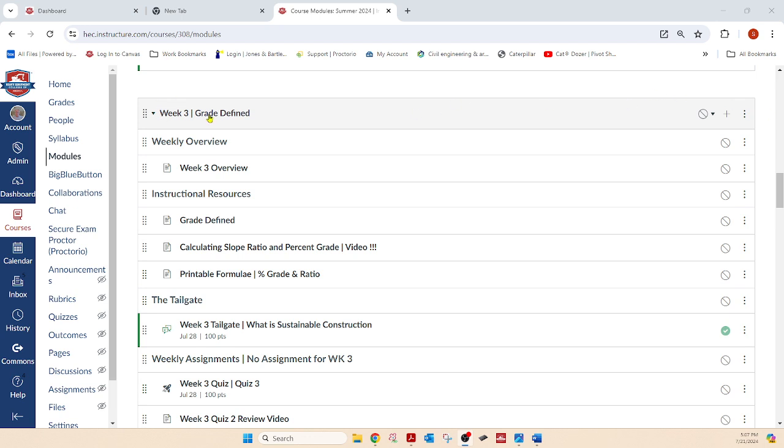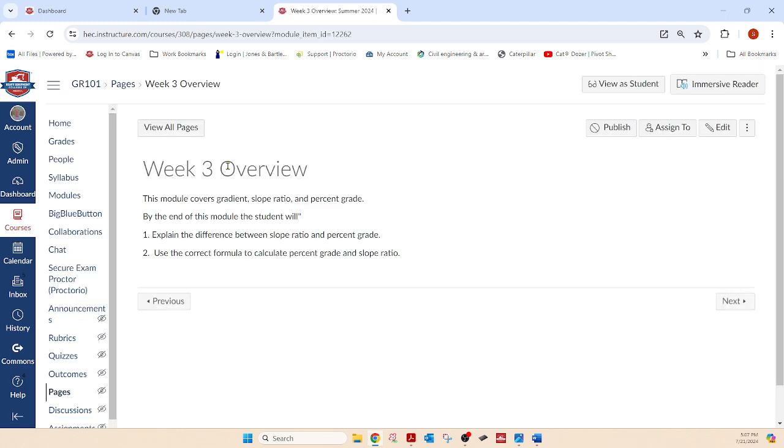I've got the module up over here, and you should see my little hand wiggling around there. The weekly overview is just a couple of things, but they're really important things that we're going to be doing during this week. We'll take a look at these couple of objectives here. We need to know the difference between slope ratio and percent grade.